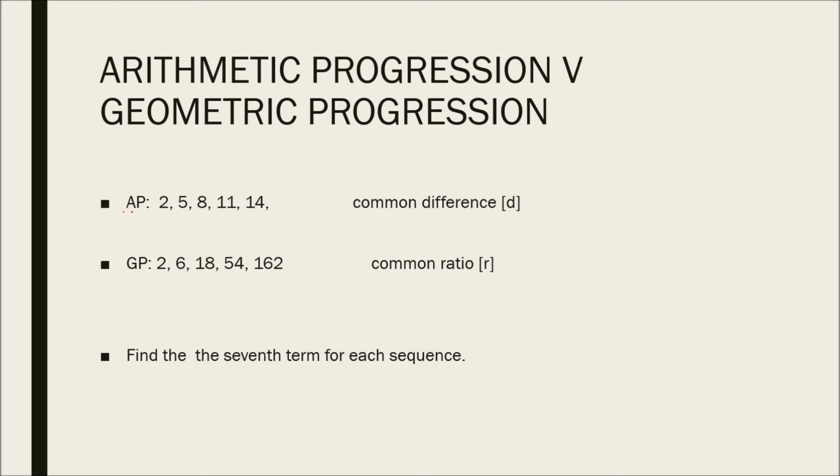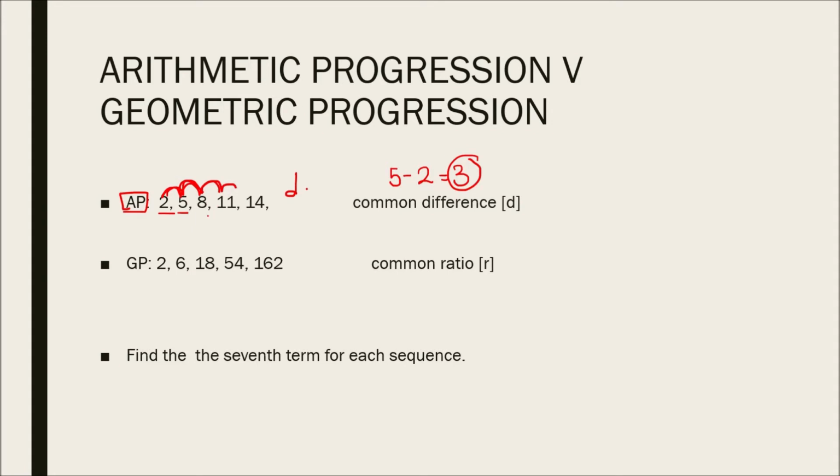Now, arithmetic progression versus geometric progression. Let's look at the first one. The first one is an arithmetic progression: 2, 5, 8, 11. In an arithmetic progression, the difference between each term is called the common difference, the d. Let's find the d first. That will be 5 minus 2, which is 3. Our common difference here is 3, so everything increases by 3. 2 plus 3 is 5, 5 plus 3 is 8, 8 plus 3 is 11.